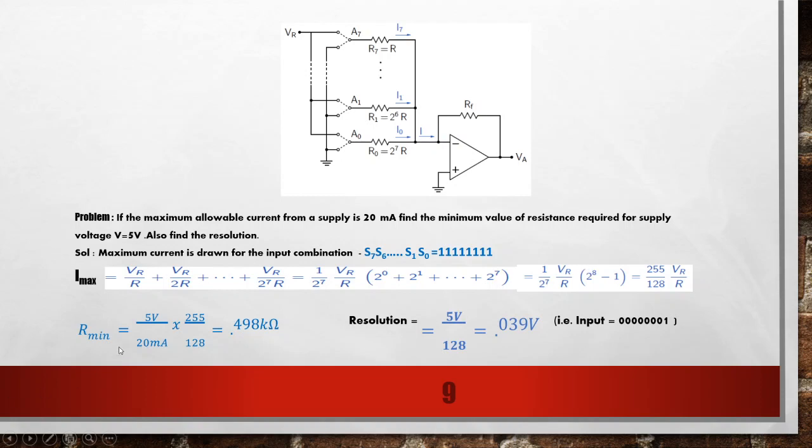Now this VR is 5 volt as we have said. The I max is said to be 20 milliampere. Substituting the values, you get the minimum value of resistance which you have to put here. Here we assume that RF equals R.